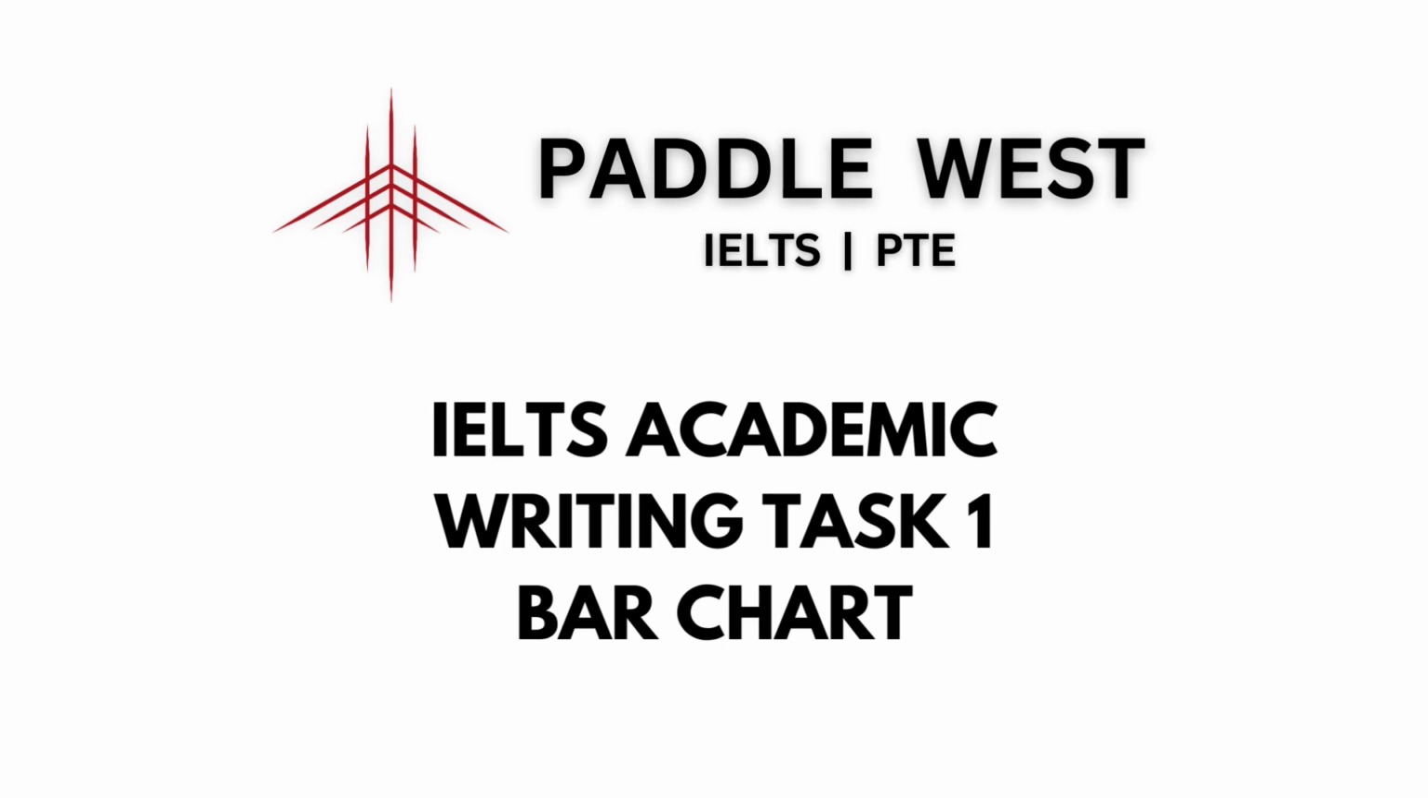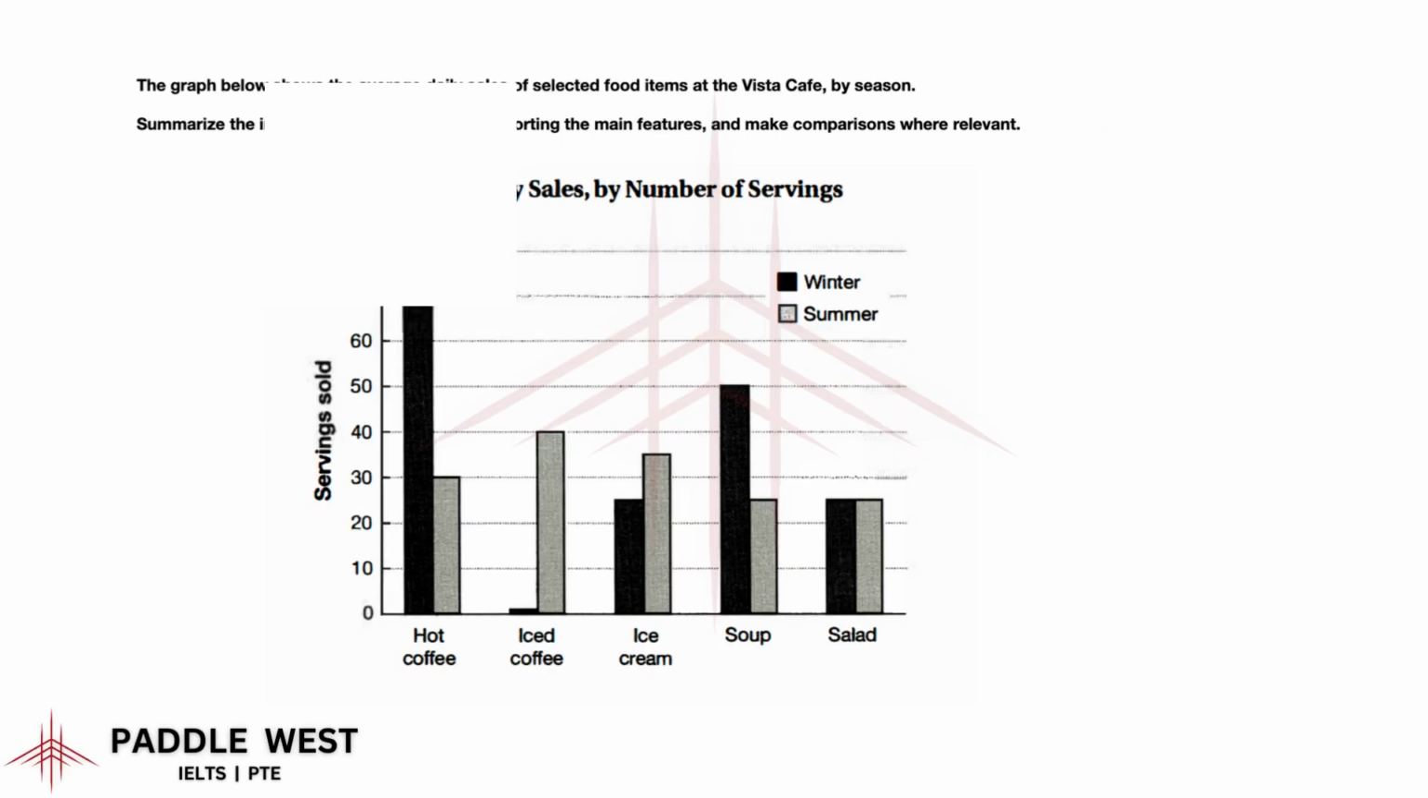Today, we will discuss how to write IELTS Task 1 bar chart. The bar chart is a type of graph that appears quite frequently on the IELTS Writing Academic Task 1. We will discuss it with the help of an example.